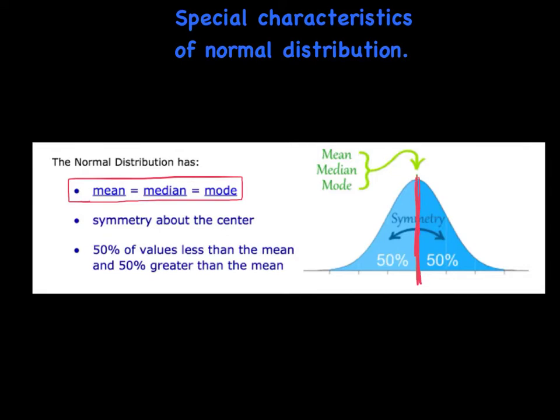Number two, it is symmetric about the center. In other words, the red line I just drew down the center, we could fold the graph on that vertical line and the graph would lay perfectly on top of itself. And then the last one here is that 50% of the values are less than the mean, just like this number here indicates. Everything to the left is 50%. And then there's also 50% of the data that is greater than the mean that falls to the right. So everything to the left is less than, and both those words start with the letter L, and everything to the right is greater than the mean, or bigger.